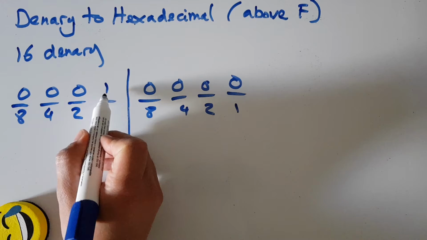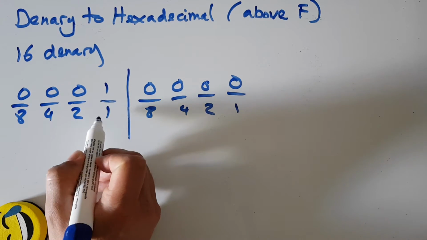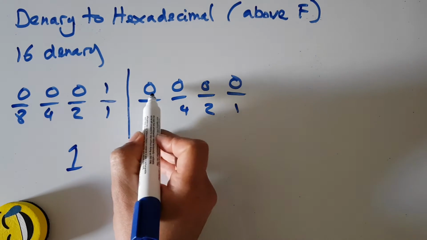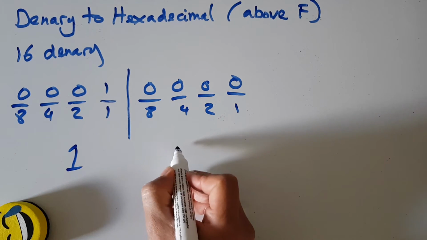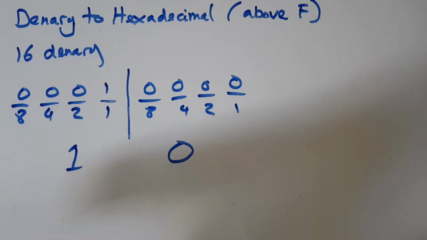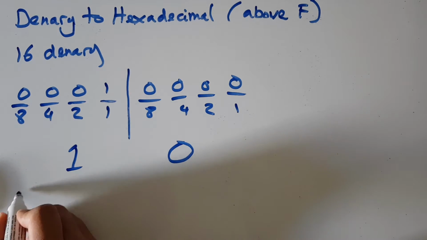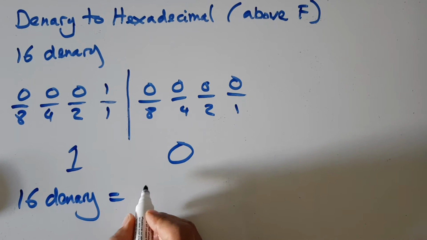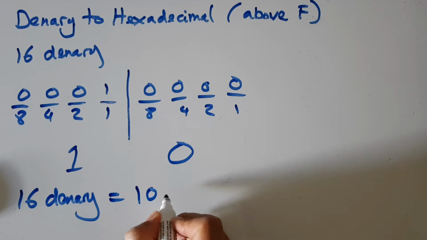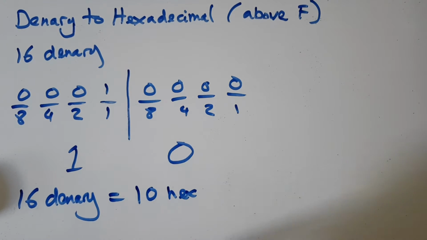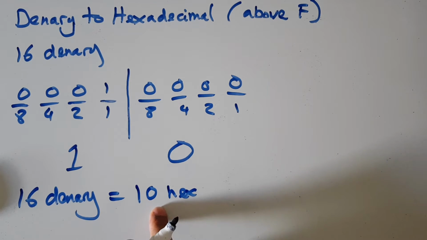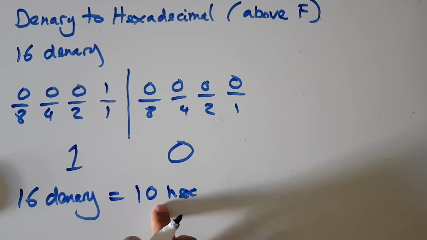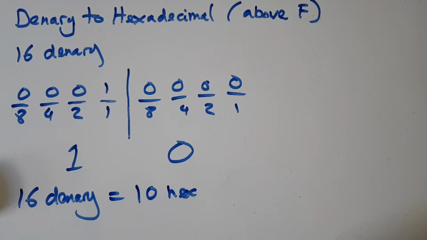Well, 1 binary is the same as 1 in hex. 0 binary is the same as 0 in hex. So we now have an answer. So 16 denary equals 10 in hex. Remember, it's not ten. No, that's denary. There is no ten in hex. It's one-zero, and that'll make more sense on the next example.